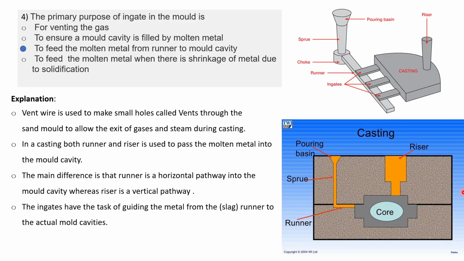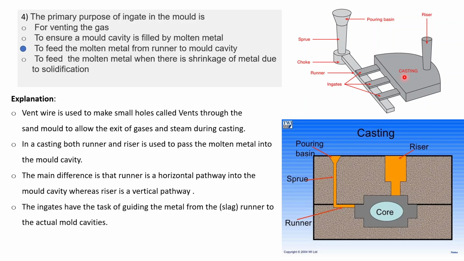For these types of questions, you just have to remember this image, like how molten metal is flowing. First it's going into the pouring basin, then through the sprue, then choke, then runner, then ingate, then casting. If you remember this image correctly, and finally the riser, then you can tell the answer to these questions. The ingate will be in between the casting and the runner, so you can easily tell the answer: runner to the mold cavity.